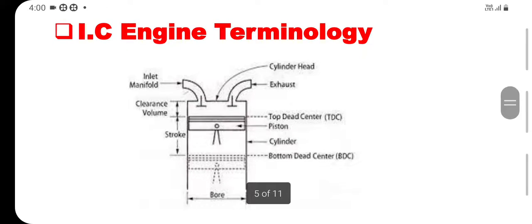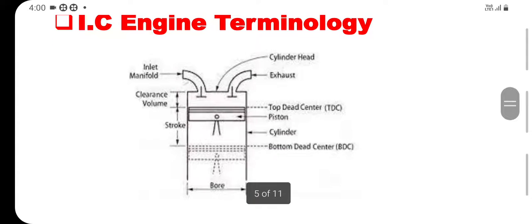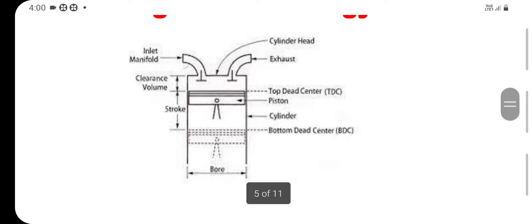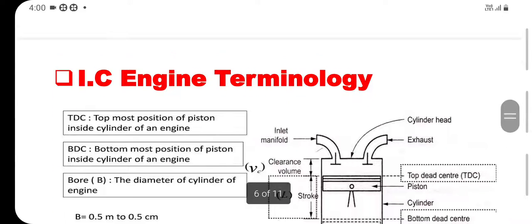Now terminology of IC engine. There are a few terminologies of IC engine, that is stroke, clearance volume, swept volume, TDC (top dead center), BDC (bottom dead center), bore, and compression ratio. These are the terminology of IC engine.